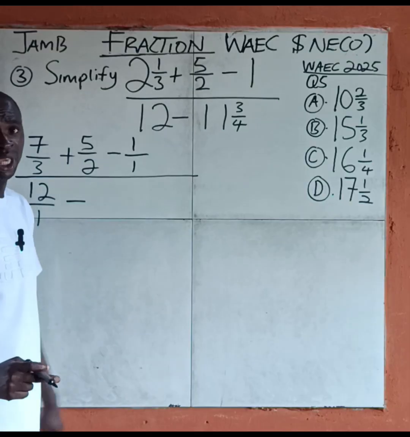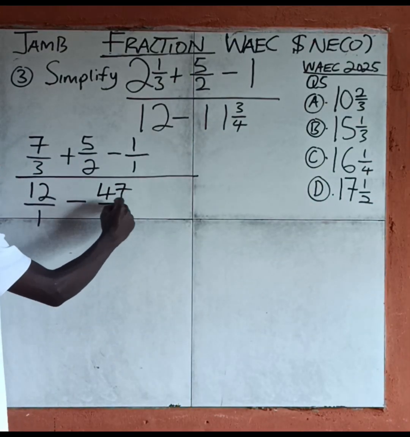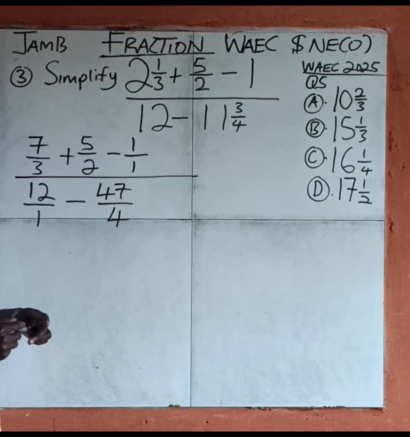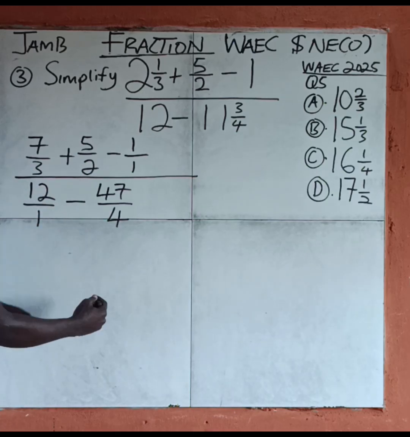And 44 plus 3 will give us 47. So here becomes 47 over 4. So this is what we are currently having. So the next thing you're simply going to do is, I'm going to represent this whole thing for you to see.